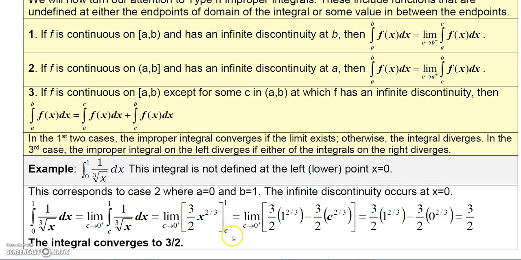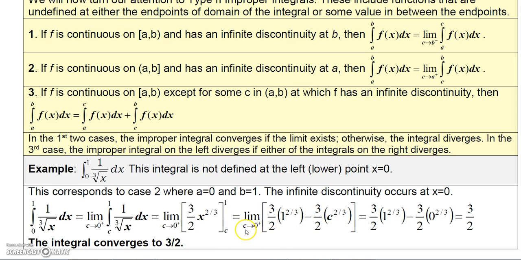Now remember, we're integrating this from c to 1. So if you integrate it at 1, you're just going to get 3/2 times 1 to the 2/3, so you're just going to get 3/2. I probably should have just written 3/2 right there. And then minus the same function evaluated at c. So that's going to be minus 3/2 times c to the 2/3.